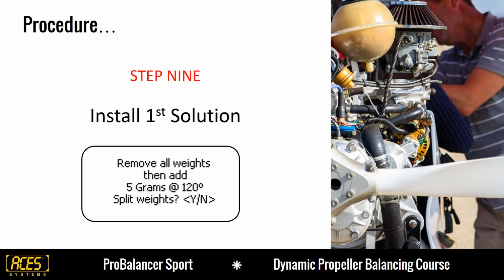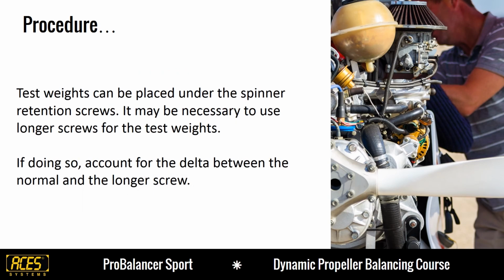Use the included propeller protractor to locate the weight placement locations. Test weights can be placed under the spinner retention screws. However, it may be necessary to use longer screws to do so. Therefore, you may need to account for the delta between the longer and the normal screw.